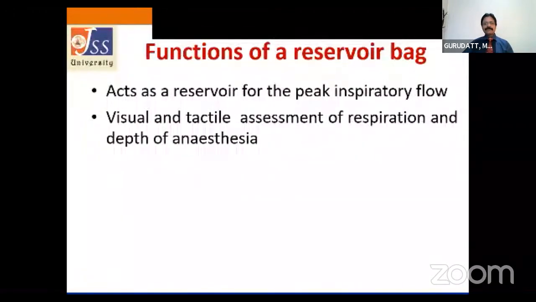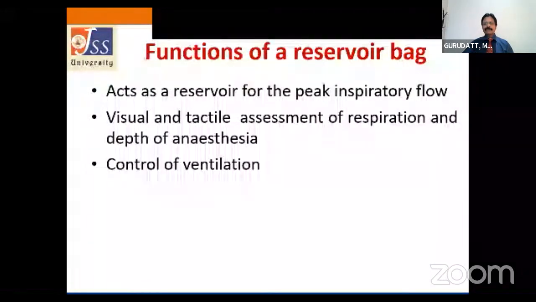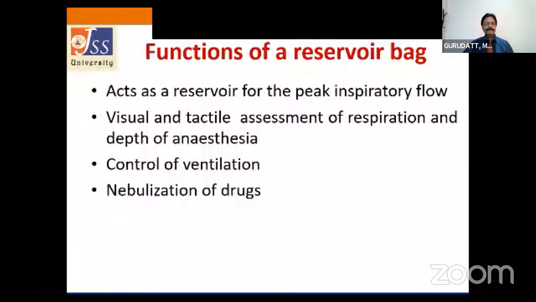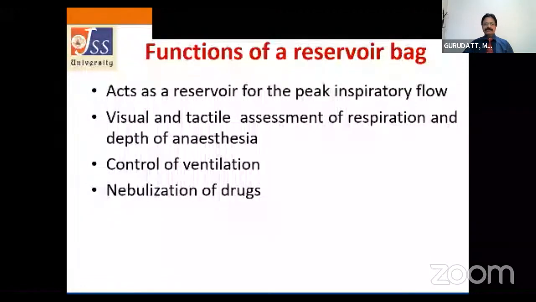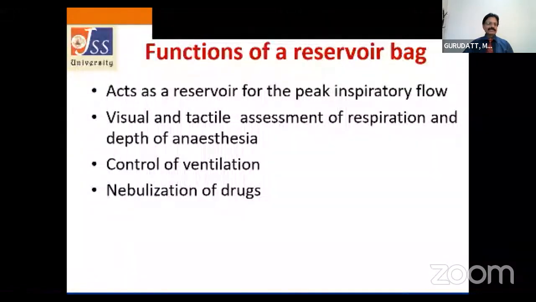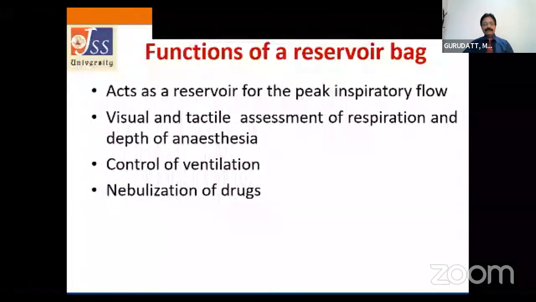The third is for controlling the ventilation. If we don't have a bag, as in the Mapleson E circuit or TPs, there is no bag and it is very difficult to control the ventilation. If a bag is there, it is easy to control the ventilation. You can even nebulize certain drugs like bronchodilators. Suppose you don't have a nebulizer, you can just pour the bronchodilators into the bag and start ventilating the patient, especially when the patient has developed an intraoperative bronchospasm. That can definitely be tried because of the presence of the reservoir bag.